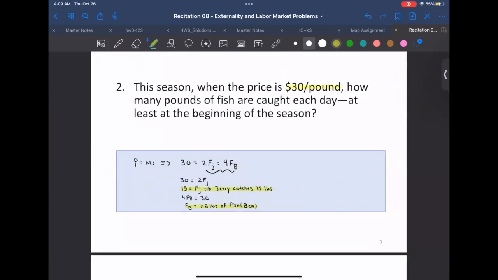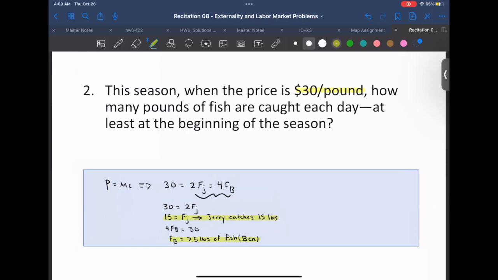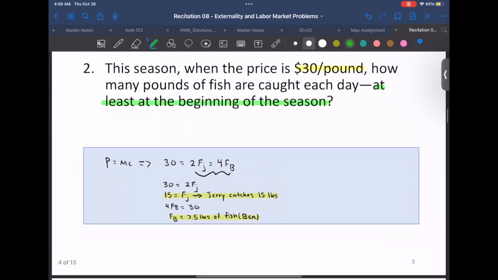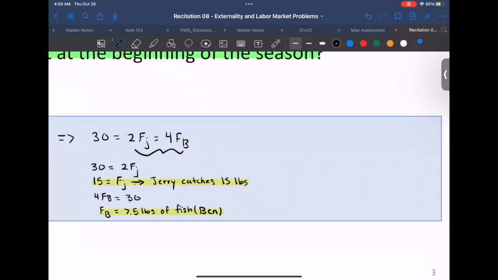Now, Professor Burke specifically mentions, however, at least in the beginning of the season. Now, the reason that we do that is if we consider how many pounds of fish Jerry and Ben catch at the beginning of the season, that ends up being 22.5 pounds of fish. However, we know that whenever the pond is overfished, it's because we went above 20 pounds of fish caught by Ben and Jerry.